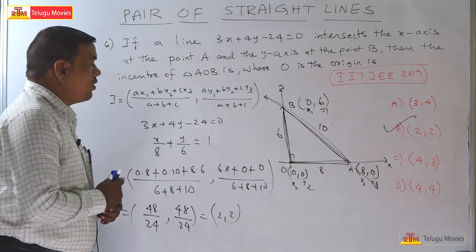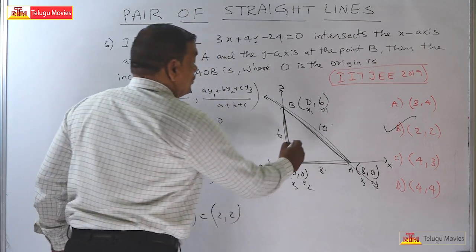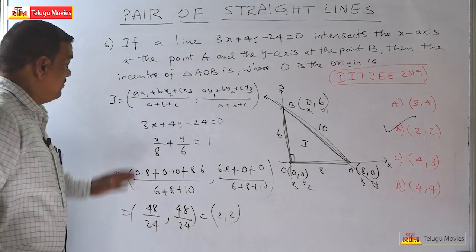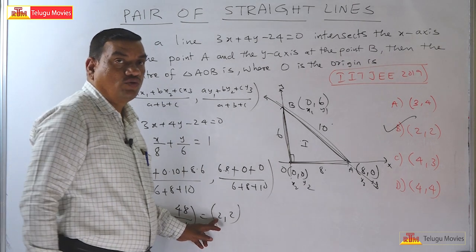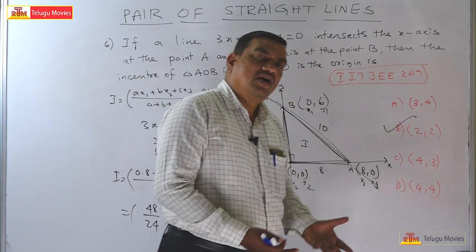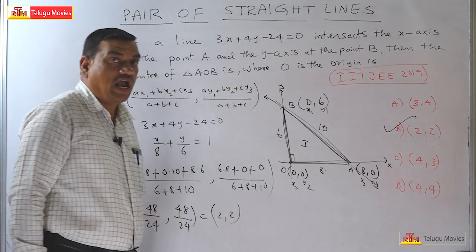Very, very easy problems. The incenter is equal to, the formula gives 2 comma 2. Otherwise, you can find out only the x coordinate. So the x coordinate is 2. Therefore, here only 3, 2, 4, 4. Here 2 is there. Like that also you can reduce the calculation part.